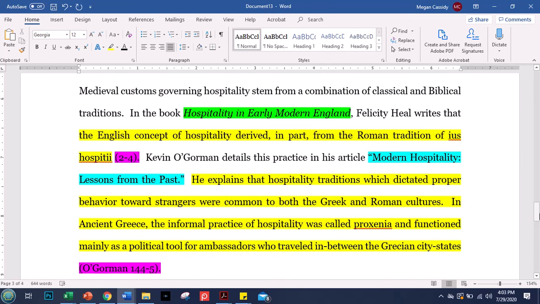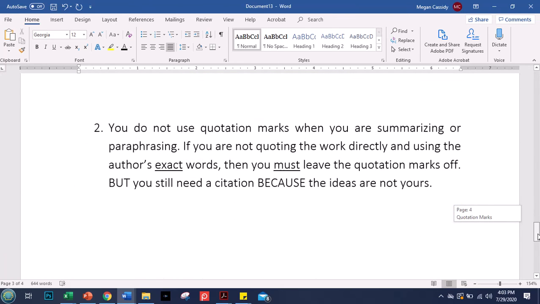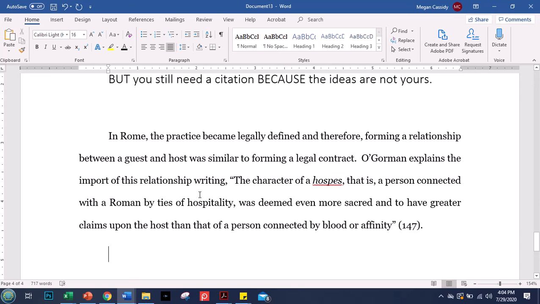So it's not my ideas, but it is my own words because I'm summarizing what they have to say. So I didn't use quotes, but I did have a citation. So let's look at a place where I did have a quotation, just to reinforce what we learned before. Okay, thankfully I didn't have to look that far. It was right underneath in the next paragraph.